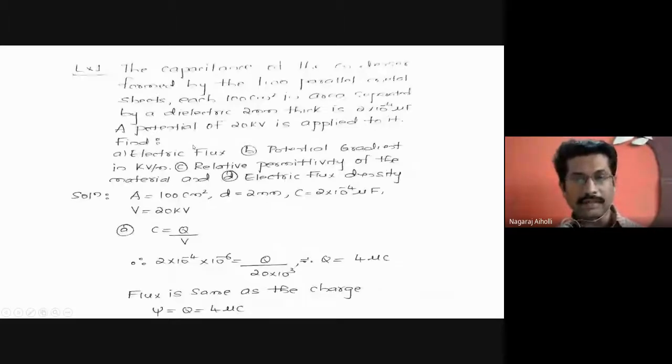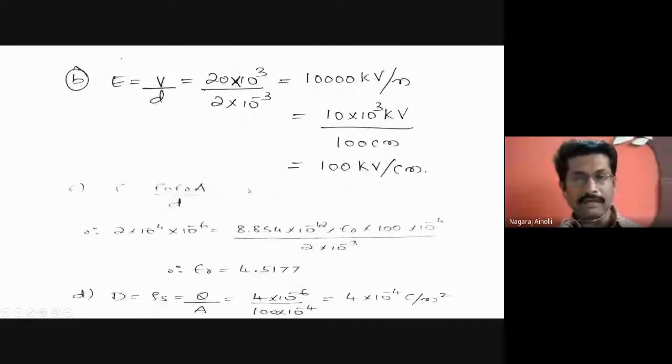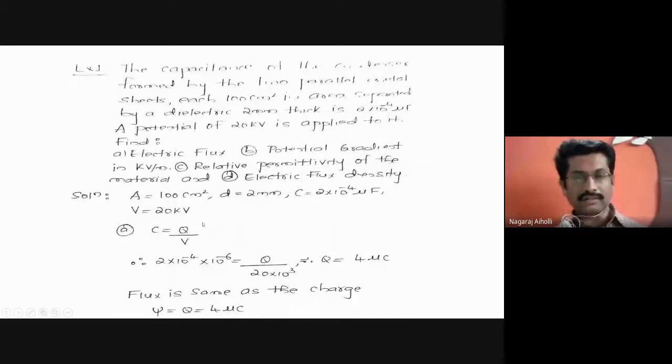Next, we will see the third part of the problem, that is relative permittivity of the material. We know the basic equation, C is equal to epsilon A by D. C is equal to epsilon naught into epsilon R into A by D. Correct? Now substitute the value of C, substitute the value of epsilon naught, substitute the value of A and then value of D and find the value of epsilon R. What is the formula? C is equal to the same formula, epsilon naught into epsilon R into A by D.